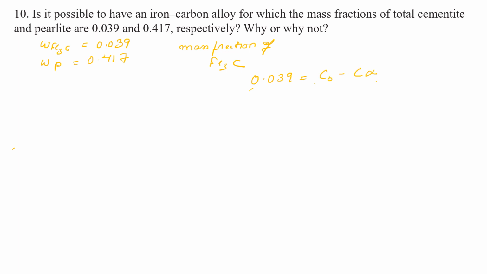Divided by the total CFE3C minus C alpha, which is C0 minus 0.022 divided by 6.7 minus 0.022. Solving this, we get C0 value as 0.28 weight% carbon. Okay, so this is what we get by solving this from the first mass fraction of cementite. Now the mass fraction of pearlite, right?